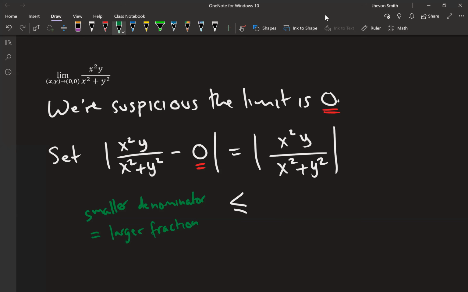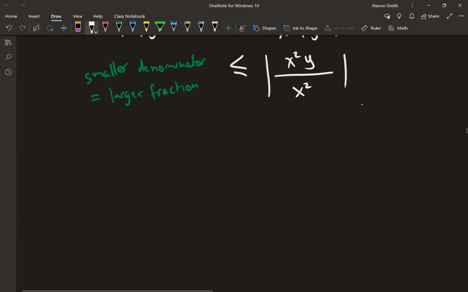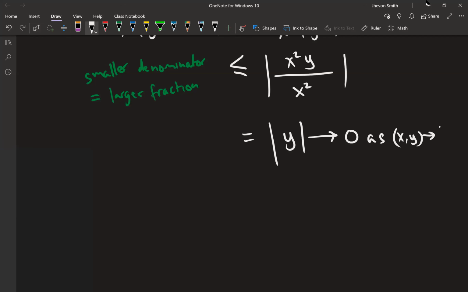Right, you can remove the y squared from the denominator. Your y squared is going to be 0 or larger, and so if you remove it, you will make the denominator smaller. So that's going to be less than or equal to. Now what's nice about this is that the x is actually simplifying, you just get y. And what do you know about that? This approaches 0 as (x,y) approaches 0. So hey, you guys just found g, look at that. Of all the infinite functions out there, you guys found your soulmate that will get this to actually work out.